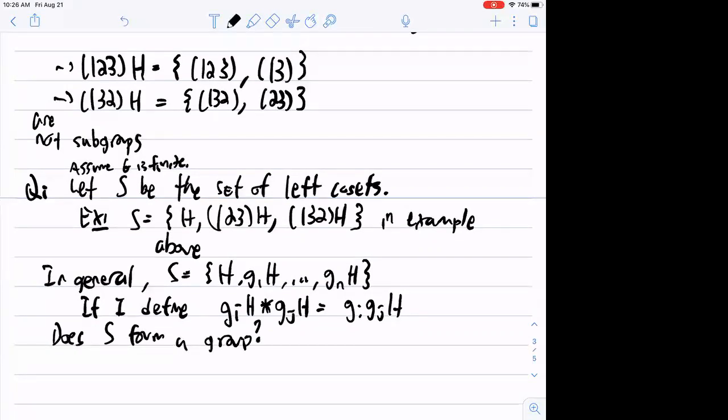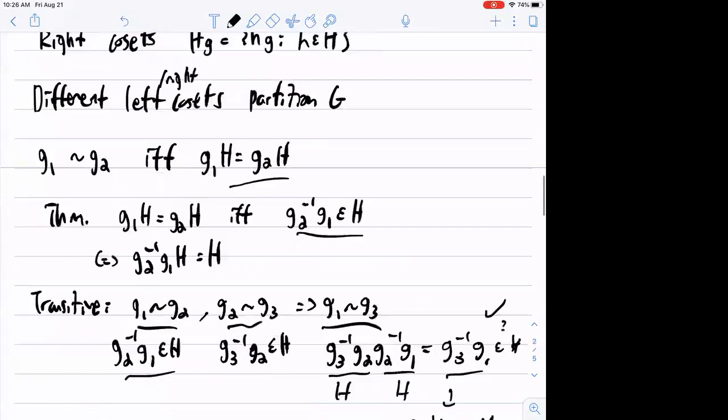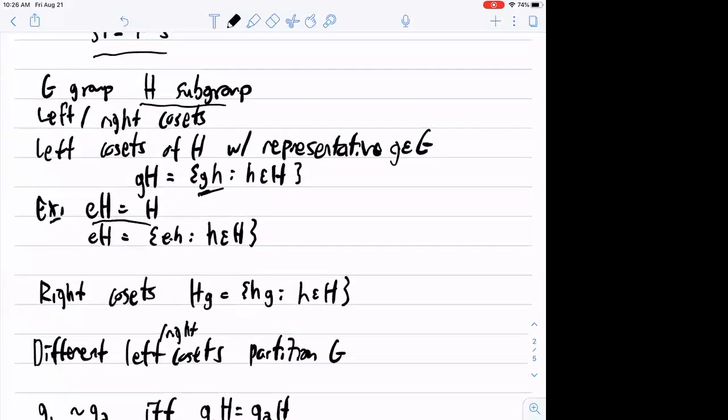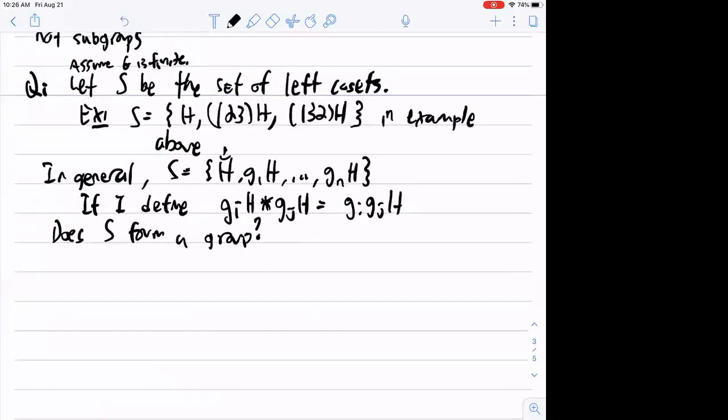Identity is clear, right? Because this H is the identity. This is EH, remember I told you, from right here. EH is just H, right? So identity certainly holds, but does S form a group? That's a question for you all to think about. The answer is no, but try to figure out why. I'll say no, not always. Yeah, the answer is not always.